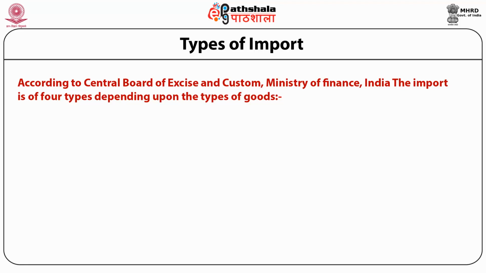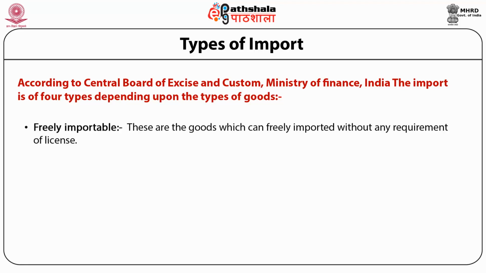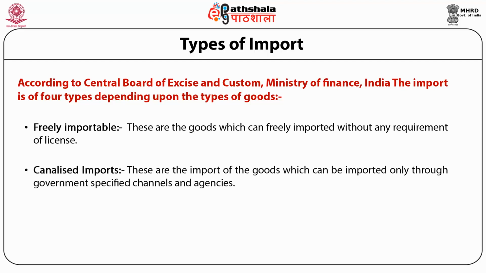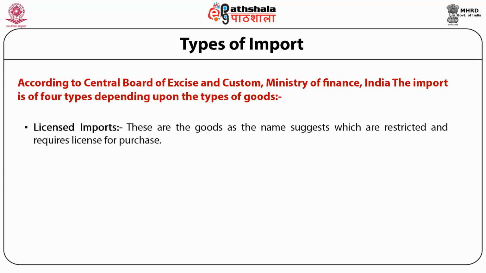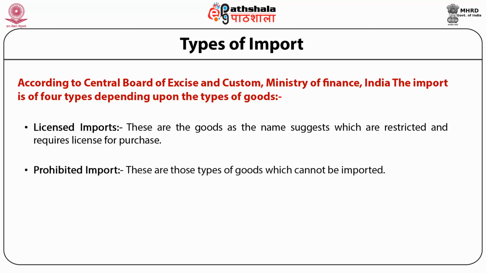First is freely importable. These are the goods which can be freely imported without any requirement of license. Second is canalized imports. These are the imports of goods which can be imported only through government specified channels and agencies. Third is licensed imports. These are the goods, as the name suggests, which are restricted and require a license for the purchase. Fourth is prohibited import. These are those types of goods which cannot be imported.